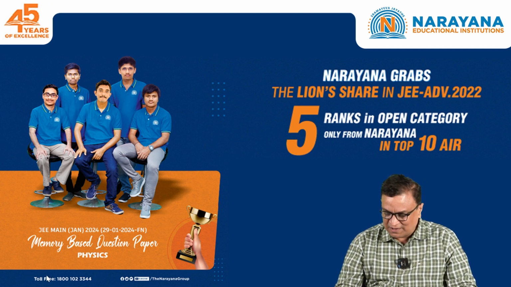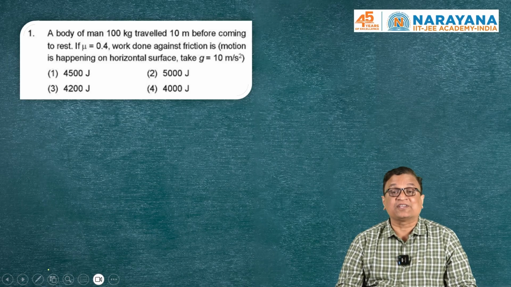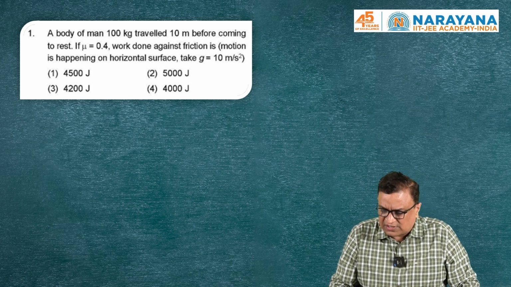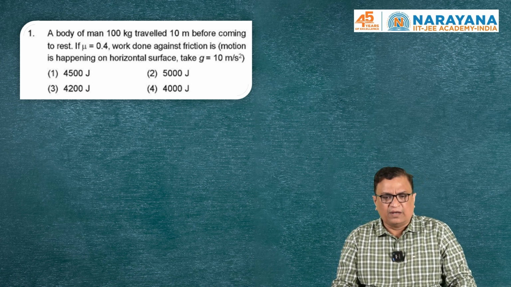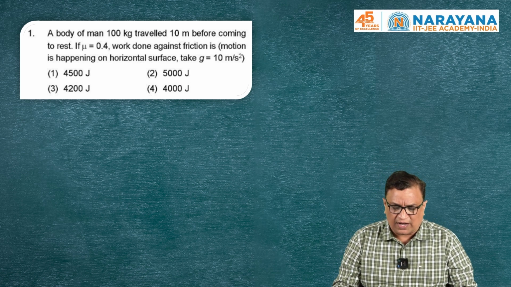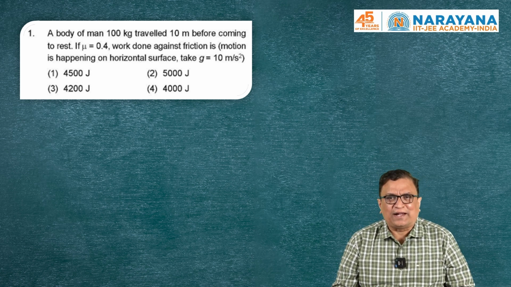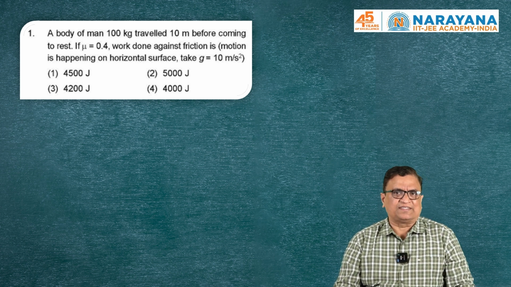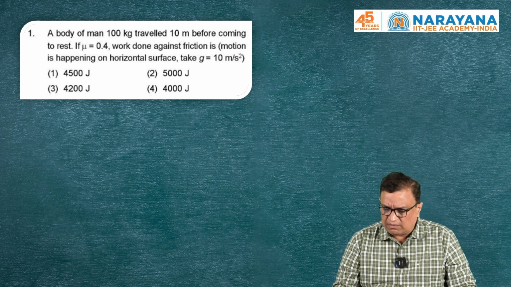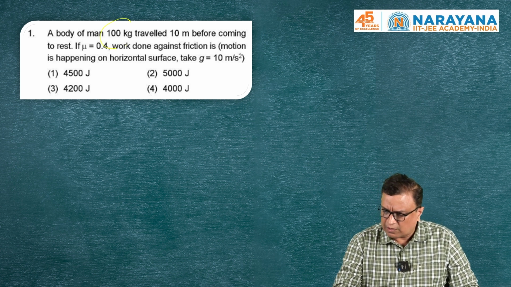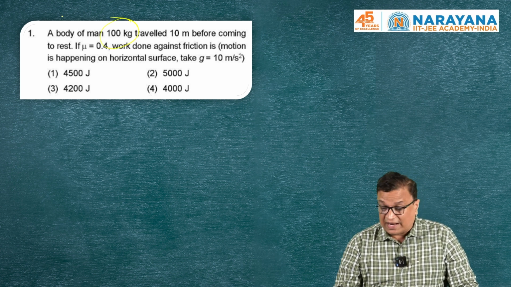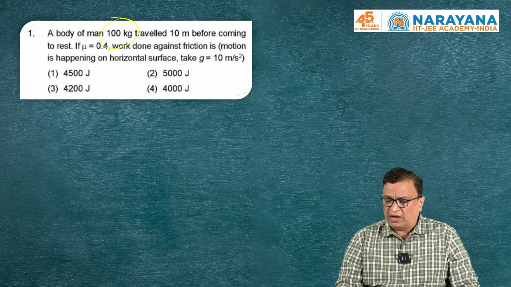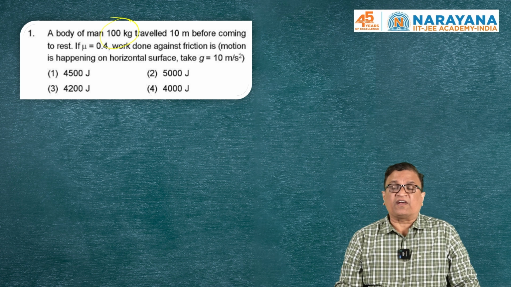Here starts the first question. As mentioned, these questions came in various inputs, some told that this is a block, some told that this is a man walking, whatever it is, the concept is the same. A man must travel 10 meters, coefficient of friction given, and is walking on a horizontal surface against the friction.